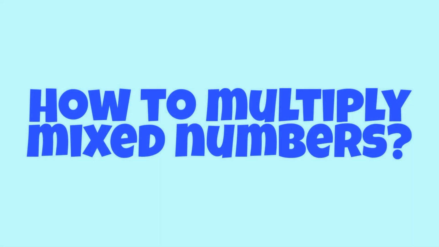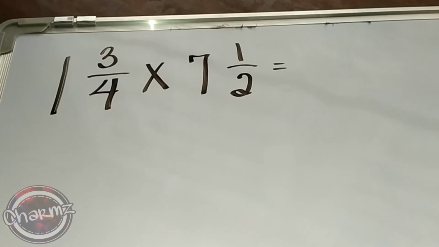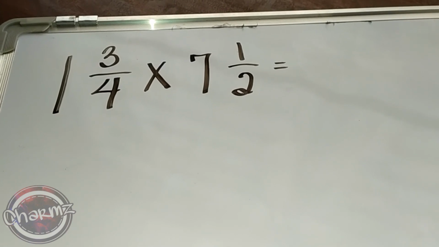How to multiply mixed numbers? What if mixed numbers naman yung given?